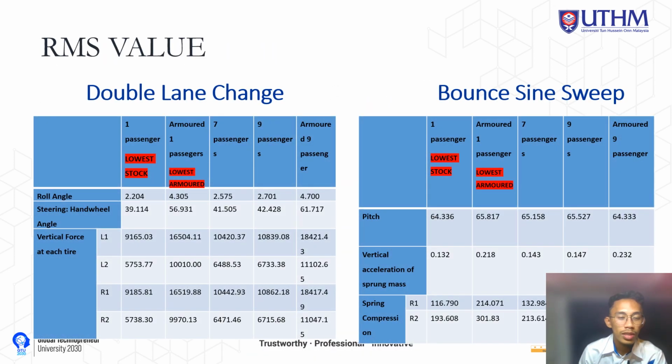To summarize the data collected from the two types of tests, the data were summarized using RMS value. From the RMS table, the 1 passenger non-armored vehicle is the best vehicle because it has the least RMS value for all of the data, while the armored vehicle with 1 passenger is the best among armored vehicles because it has the lowest RMS value of the data.